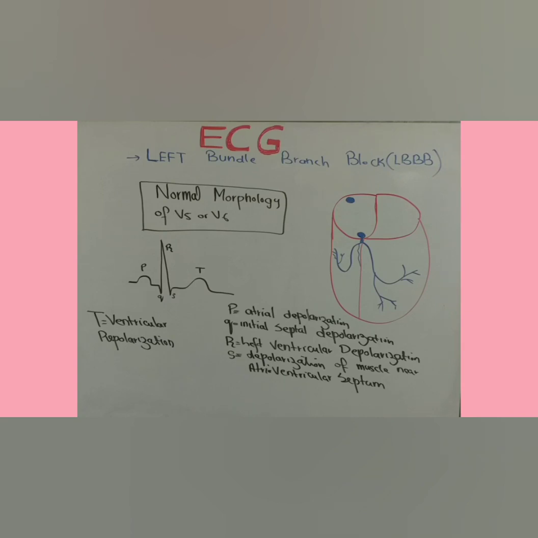Talking about the normal morphology of the lead V5 or V6, which are located towards the left side of the chest, if we look at the morphology of the lead on the ECG paper, say this is V5 or V6, P will be because of the atrial depolarization. So this first positive deflection is because of the atrial depolarization. Now the QRS complex is because of the depolarization of the left ventricle, which is coming towards V5 or V6, but we can break it into 3 points.